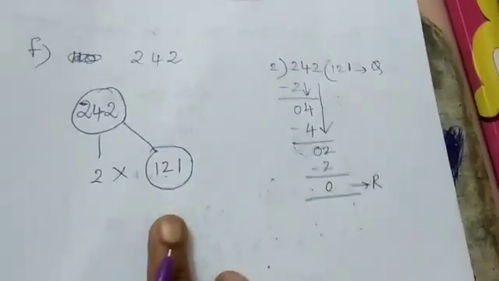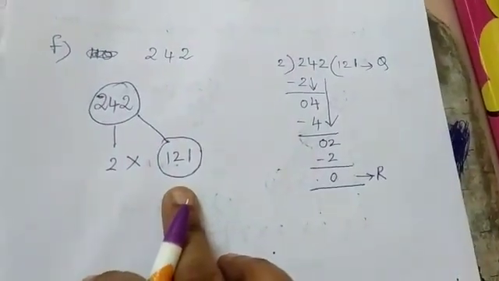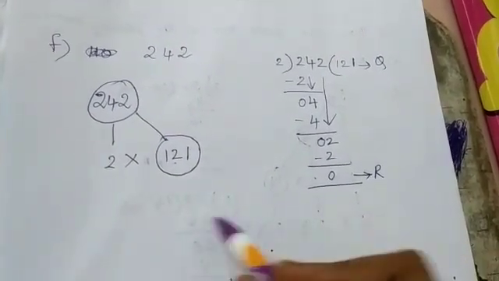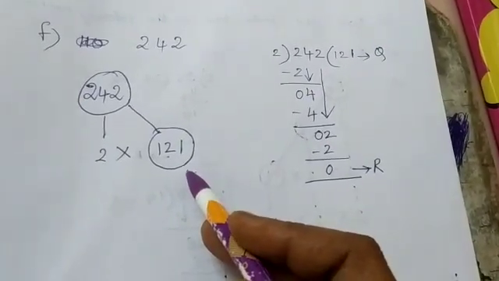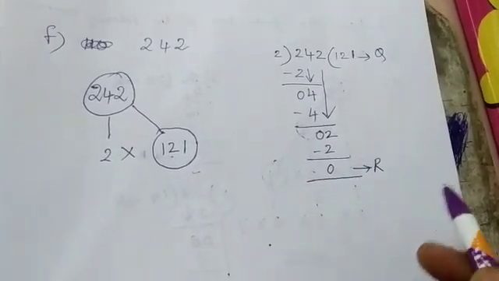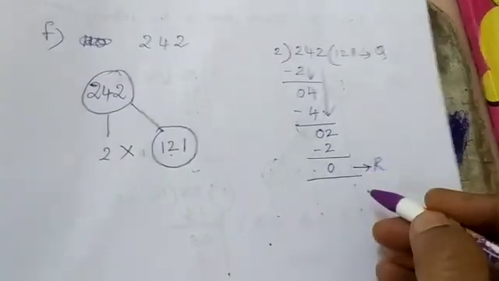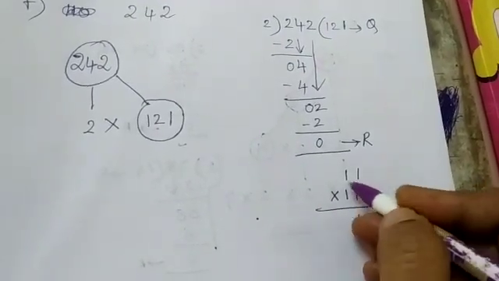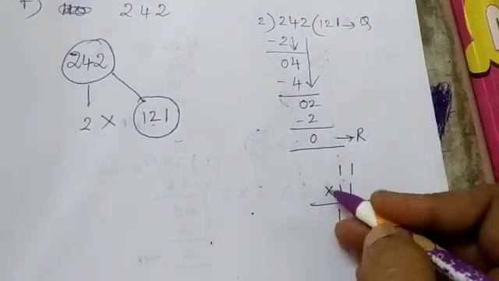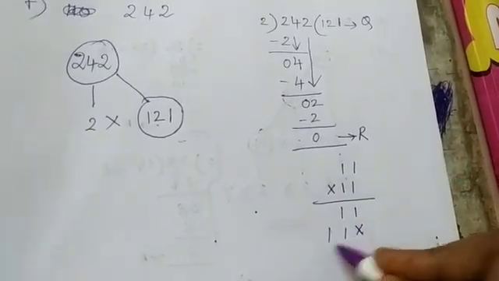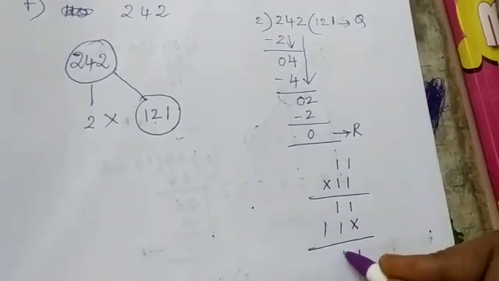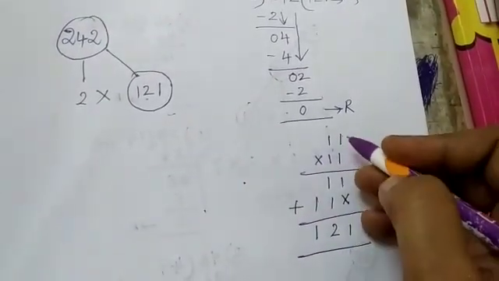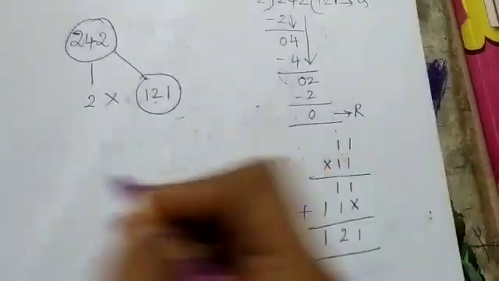121. We know that 121 is not a prime number. So from 1 to 10 tables, can you get 121 anywhere? No. See this, children? 11 into 11. 11 ones are 11, 11 ones are 11. So 121 can be written as the product of 11 and 11.